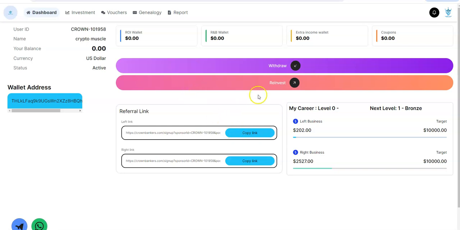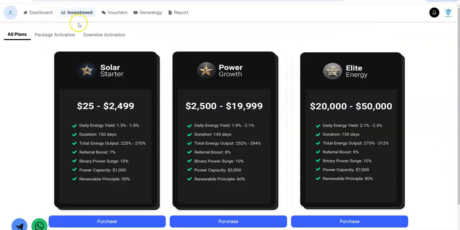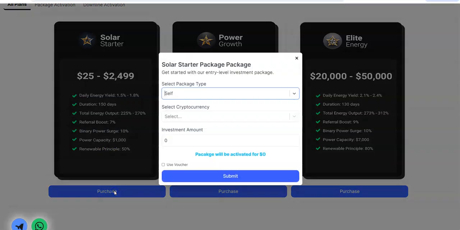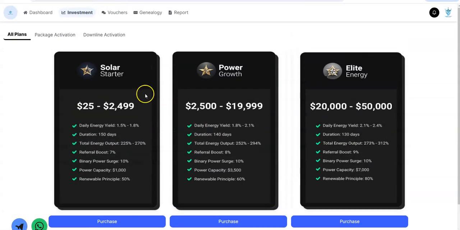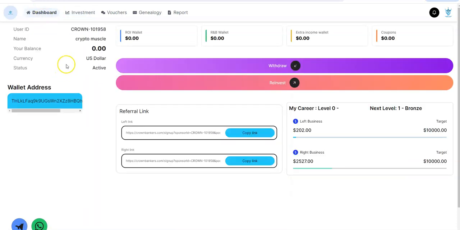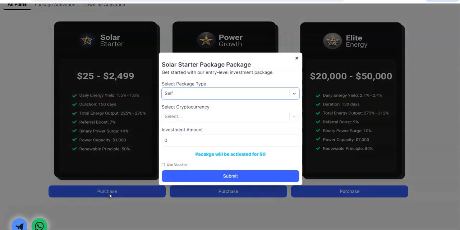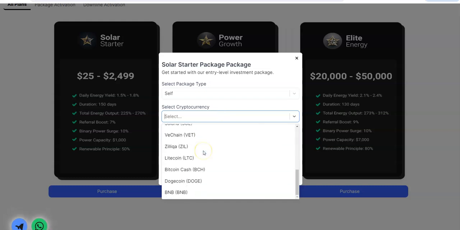And then when it comes to deposits, right? Going into investments, you can see here the setup for it. So if you want to purchase, say, this plan, like me, you pick the crypto, put in the amount, and the package would be activated for $0. Submit. All right. But then you can utilize the cryptos here. Look at all the cryptos you could put into it.